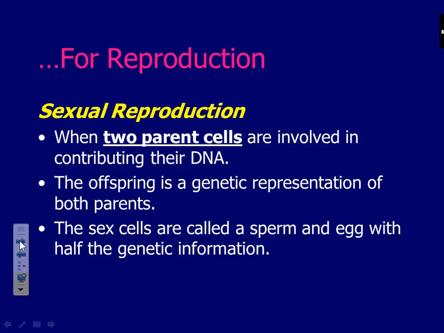I just want you to know the difference between asexual, one parent, two identical offspring, two identical cells, and in this case, two parents, where the offspring is not identical. It's a genetic combination of the two parents.